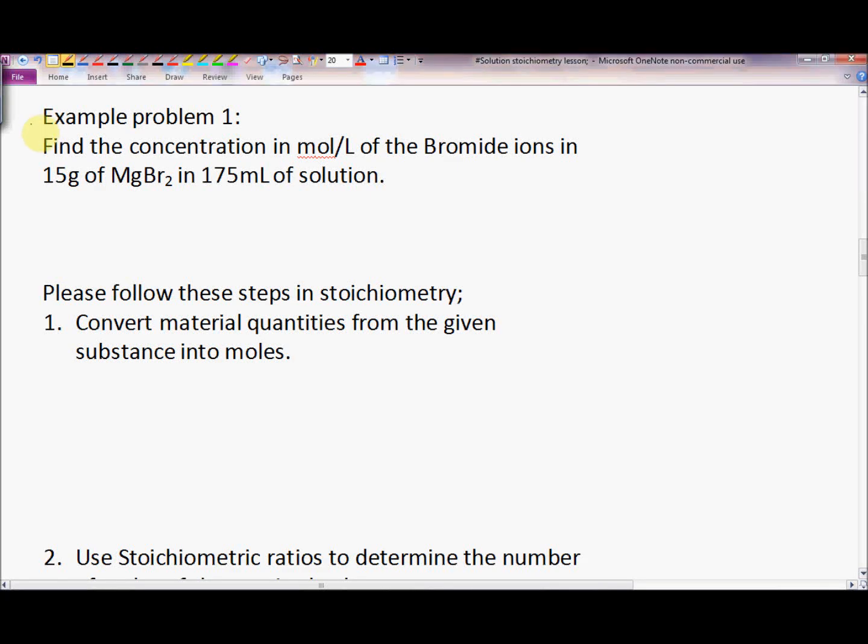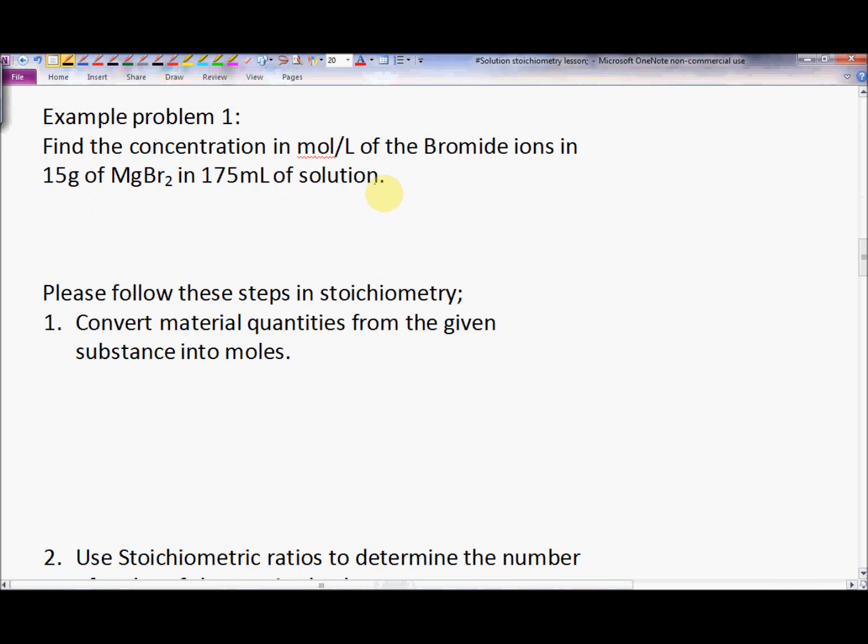Now let's get to work on a simple example problem using solution stoichiometry. Okay, so this one says find the concentration in moles per liter of the bromide ions in 15 milligrams of magnesium bromide in 175 milliliters of solution.